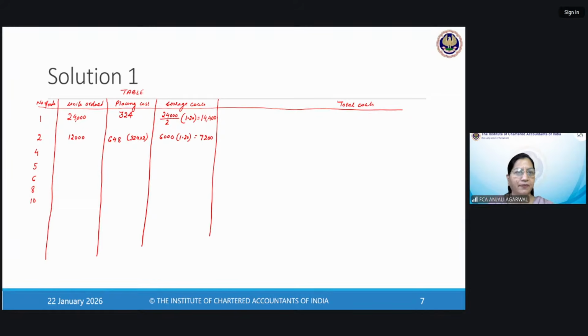So you can see as the number of orders increased, placing cost increased and storage cost reduced significantly. Here my total cost would be 14,400 plus 324, that is 14,724, which has significantly reduced to 7,848, right? Agree?